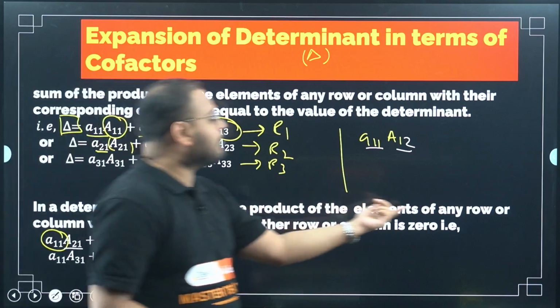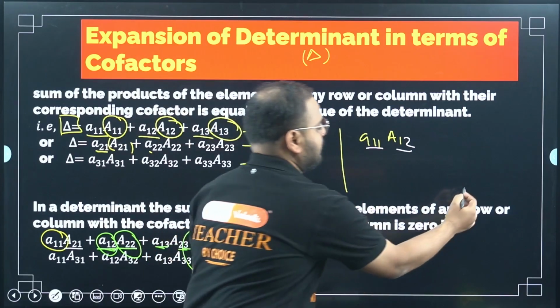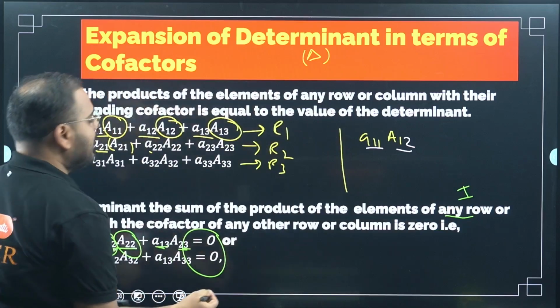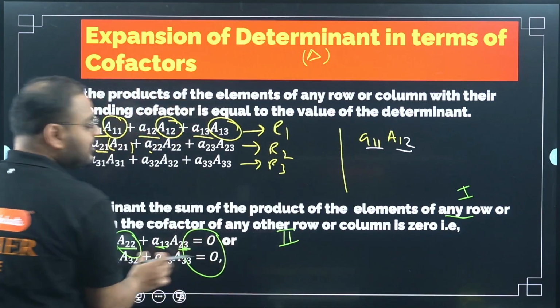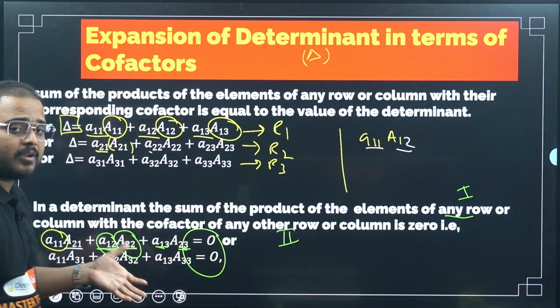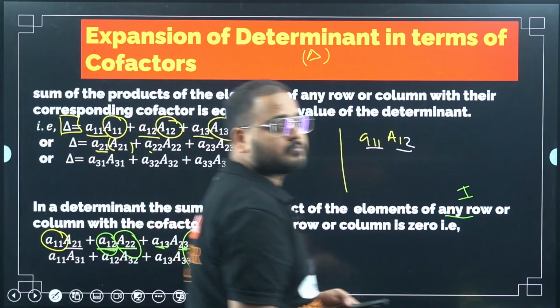means you are taking an element from some row. Let's say I am considering row 1, and I am taking cofactors of any other row, let's say row 2. Then the answer will be 0. This sum of the products will come as 0. I hope this is clear.